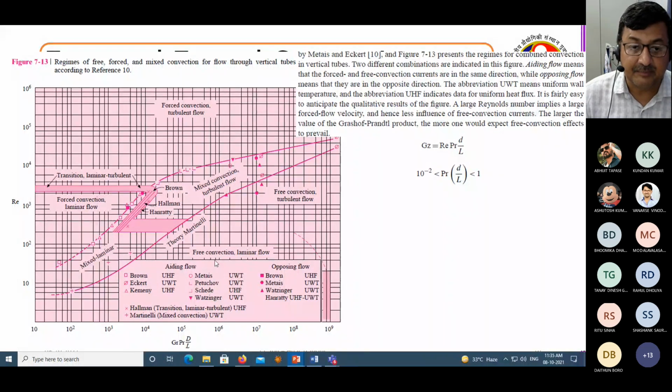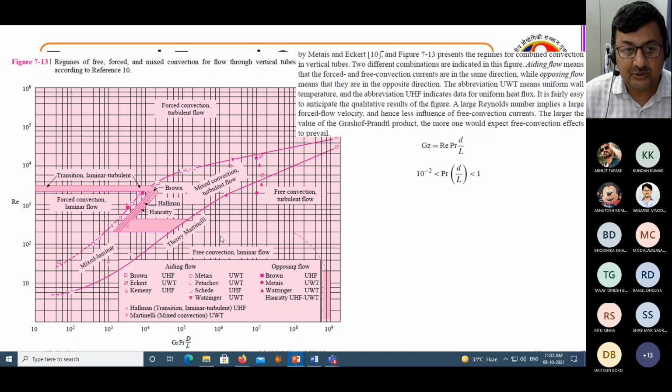Here Prandtl number is dominating. Or here, your mu is dominating. Viscosity, up to this point in a forced convection, viscosity is dominating. Up to this point, your viscosity is dominating. So it is a laminar flow, less than 10 to the power 7. That means it's a laminar flow.